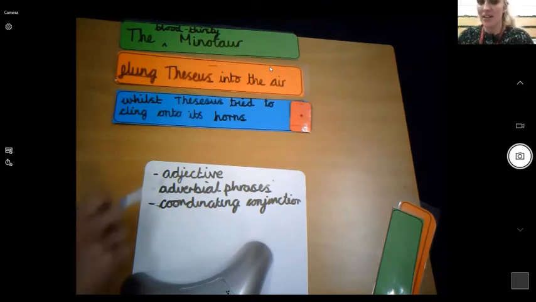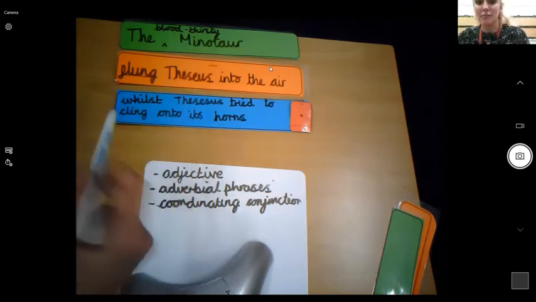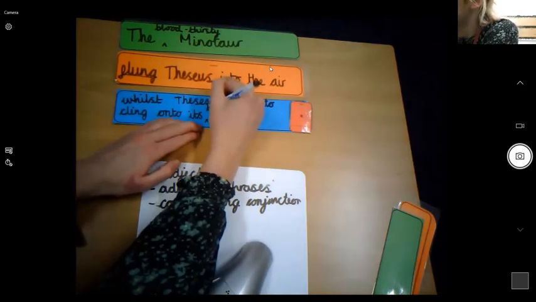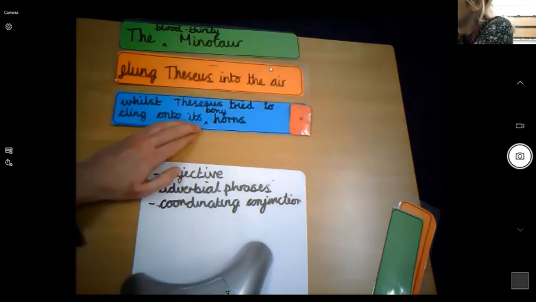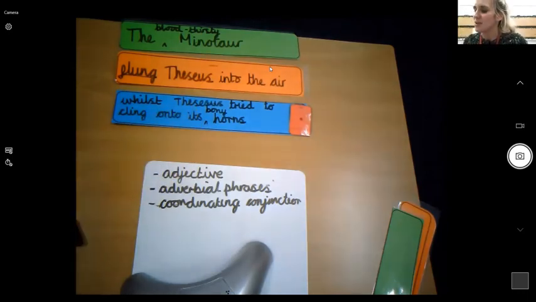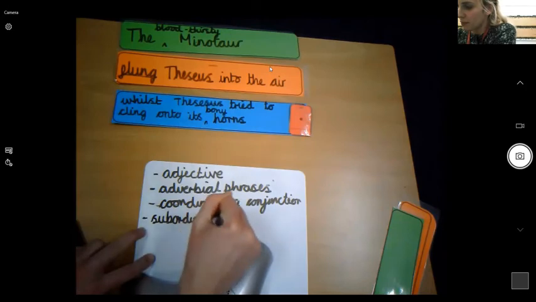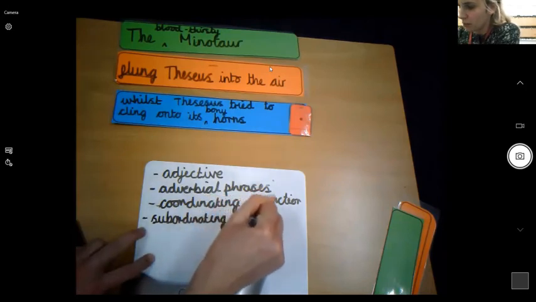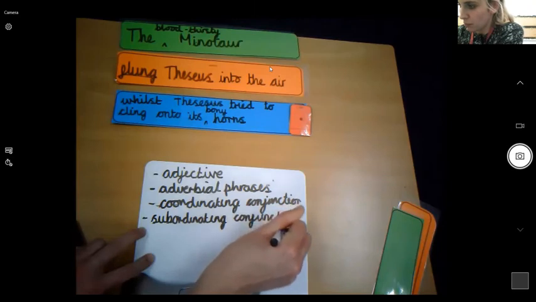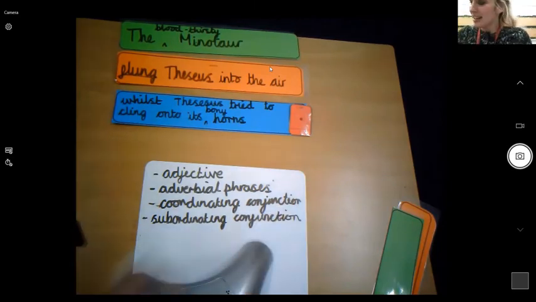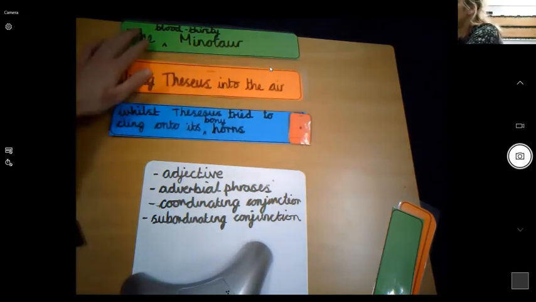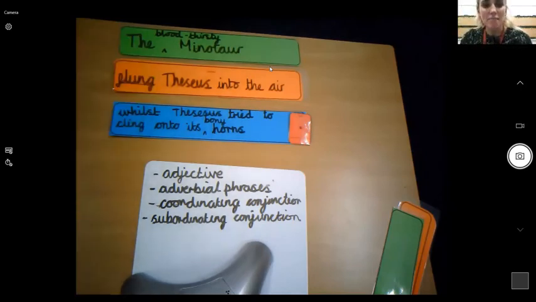I'm just going to reflect here and think, how could I even improve this more? I could add an adjective. I remember yesterday I used the adjective bony to describe the horns, so I'm going to add that there. The bloodthirsty Minotaur flung Theseus into the air whilst Theseus tried to cling onto its bony horns. Super. Wow. Can you see how we developed a really simple main clause into 3 really great simple, compound and complex sentences?